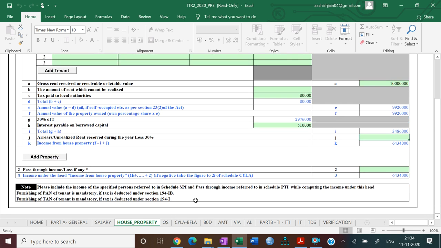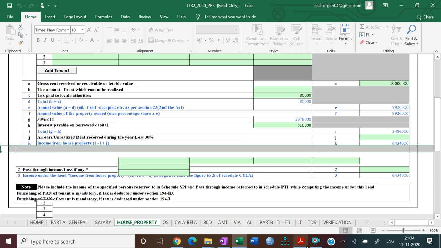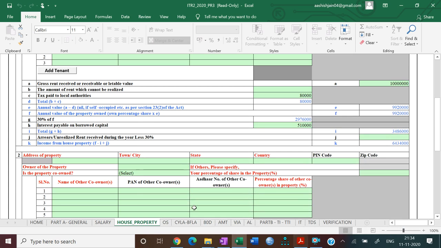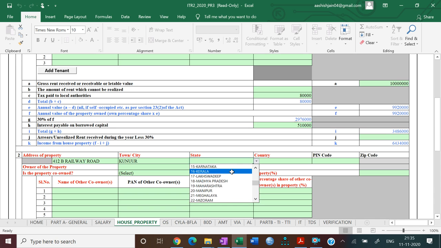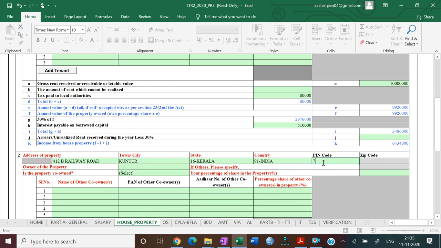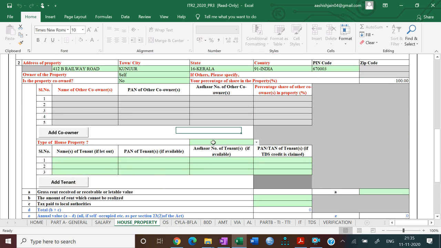Now there is another property, so add property, and then we will put the address of this property also: 412B Railway Road, town or city Kunur, state again Kerala, pin code 67003. Owner of the property, self, co-owned, no. Type of the property here will be self-occupied.